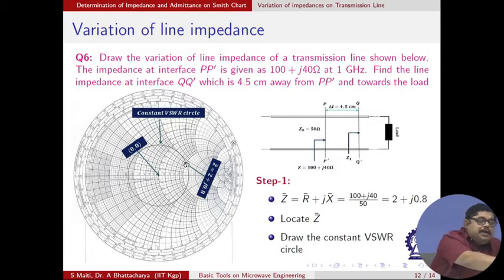Now, since you are moving along the transmission line, we know that means we are on the same VSWR circle. Once you have an impedance, whether it is load impedance or line impedance on a transmission line, you can always draw the constant VSWR circle. So you draw the constant VSWR circle, with this as the center and this as the peripheral point, you complete the circle, and now movement means I am moving on this constant VSWR circle.